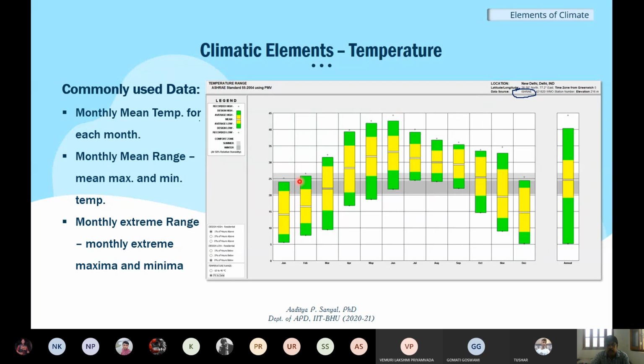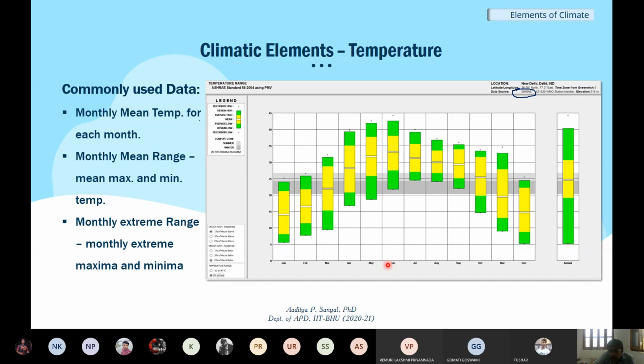So you have these dots and everything. So what does it show? The recorded high. These dots at the top are showing the recorded high, and the lowermost one is showing you the recorded low. Then there is the average high, the yellow one. Top level is showing you the average highest temperature.